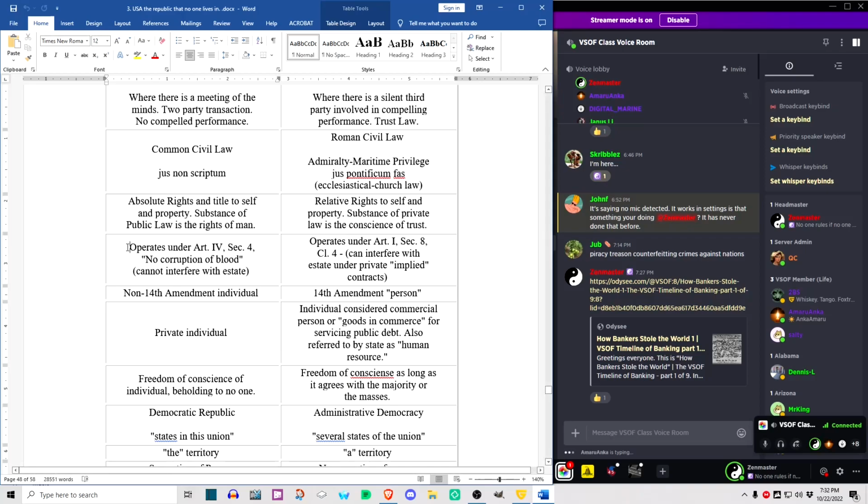So to continue here, this operates under Article 4, Section 4, no corruption of blood. Cannot interfere with what? Cannot interfere with the estate. Over here, it operates under Article 1, Section 8, and can interfere with the estate under private implied contracts, or again, these trust relationships, or again, the idea of the pledging.